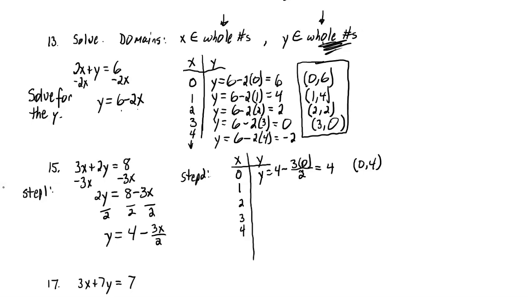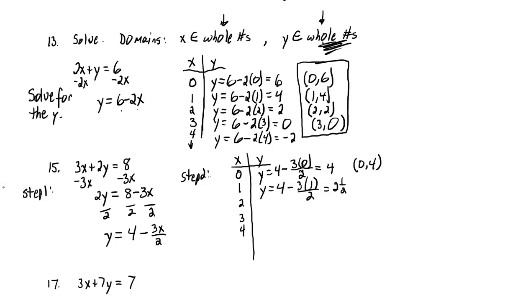Now, what if x is 1? What's going to happen? So we have 4 take away 3 times 1, all over 2. What's this going to make? 3 times 1 is 3. 3 divided by 2 is 3 halves, or 1 and a half. And 4 take away 1 and a half is 2 and a half. That's not a whole number. That's not in the domain for y that we're given in the directions. So we're not going to get an answer when x is 1.